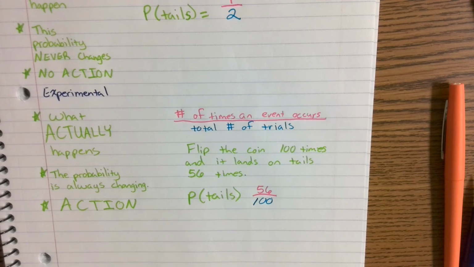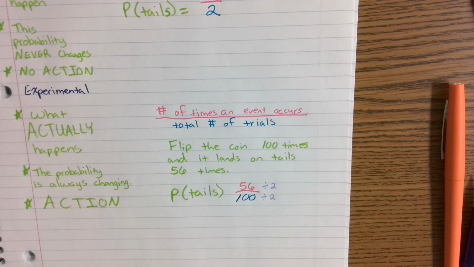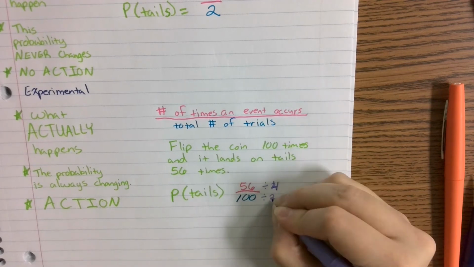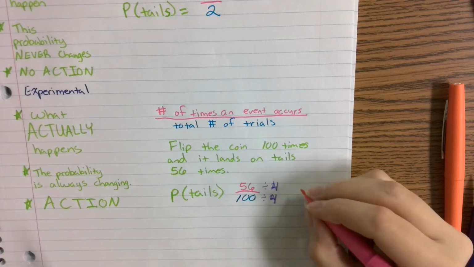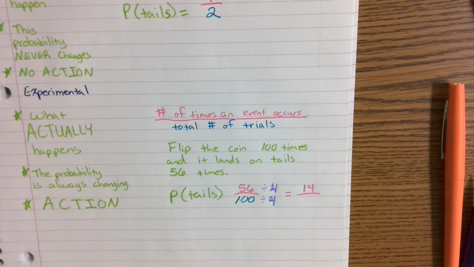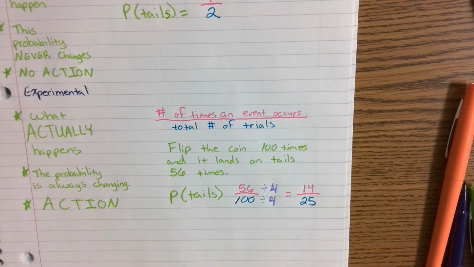Now, as always, we need to simplify it. They're both even, so that means they're both divisible by 2. Actually, they're both divisible by 4. I'm going to go ahead and simplify it right off the bat. What's 56 divided by 4, guys? 14. And then 100 divided by 4 is 25. So you get 14 out of 25. Okay, so there is a difference between experimental and theoretical probability. It's all about that action occurrence.